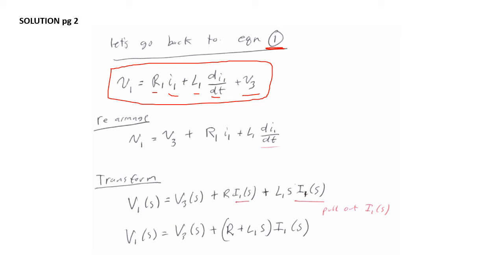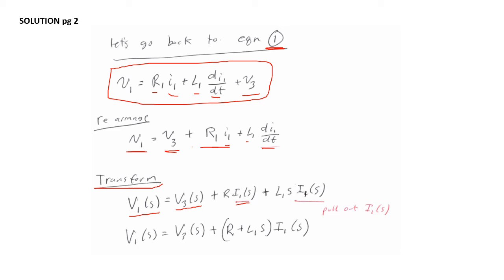I'm going to rearrange this now a little bit, and I'm going to say now V1 is equal to V3 plus my R1 I1 plus my L1 dI1 dt. So that's just slightly rearranged. Then I can do my transformation here from my Laplace transformation. And when I do that out here, I end up with this relationship here. Now my V1 is my V1 of s. V3 now is my capital V3 of s. And now I have my R1 I1 right here, relationship of s there.